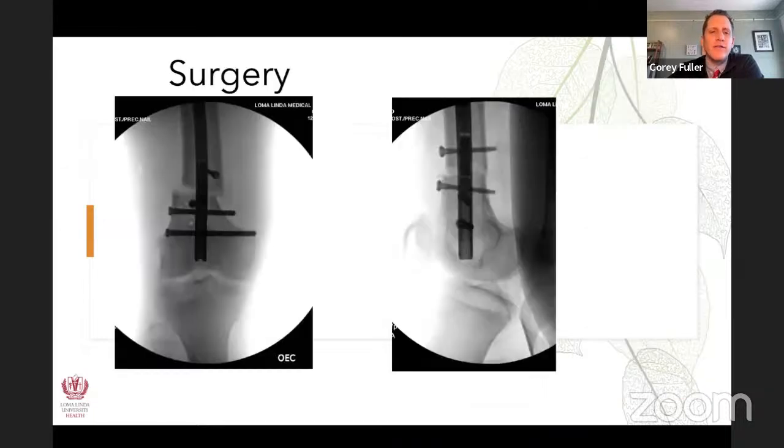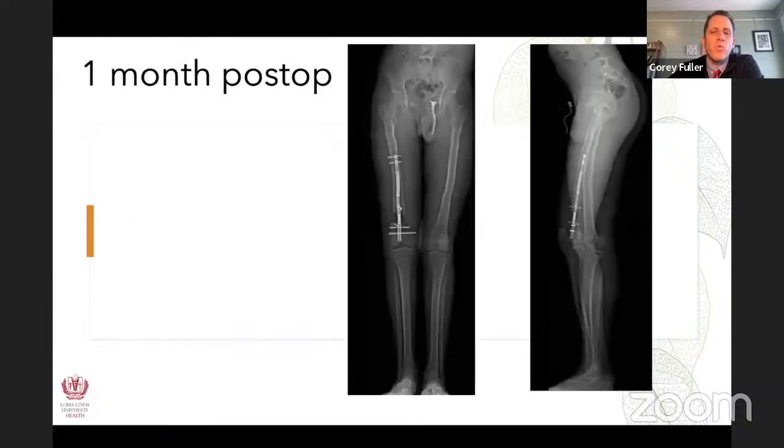You can put the nail in up from the knee up or from the hip down. You can see that there's a little bit of offset there that was intentional where we cut the bone to get the knee straight. This was 1 month post-op after the surgery. You can see, if you look closely there, down by the knee, there's a gap of approximately 3 centimeters where there's not any bone.